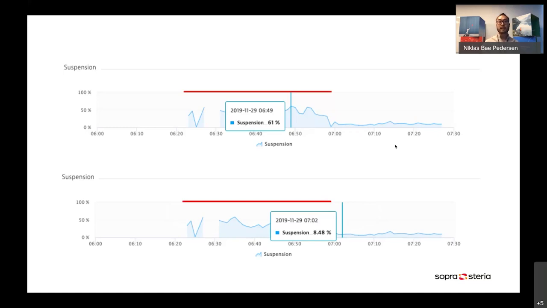And as you can also see, we installed the tool around 6:25, and only 30 minutes after, we had a solution to one of the major problems in the application. And that is very, very fast.